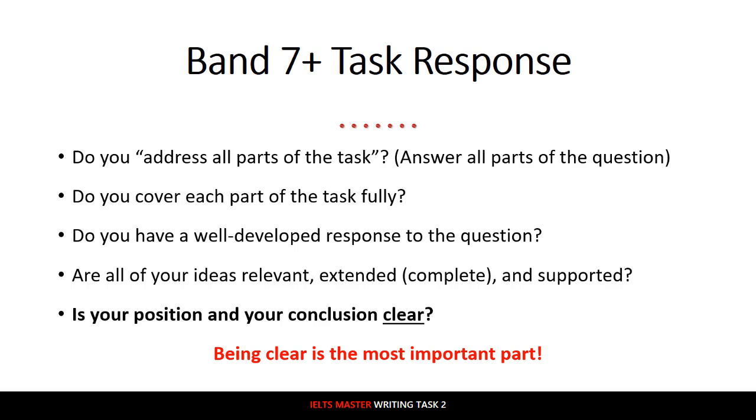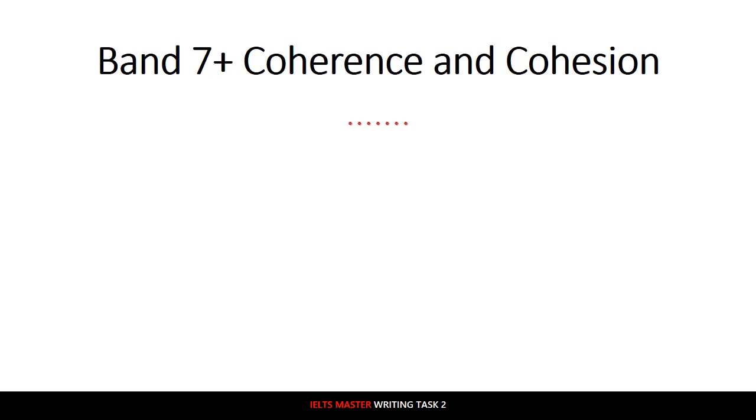All right? Next, let's take a look at Band 7+ Coherence and Cohesion. Coherence and cohesion are a little bit difficult, these words. So, more or less, coherence and cohesion means, is your essay logically organized, and do your sentences link to each other? Okay, let's look in more detail now though.